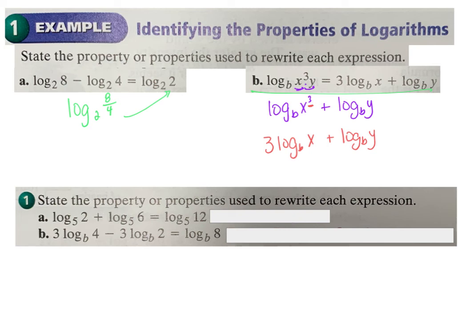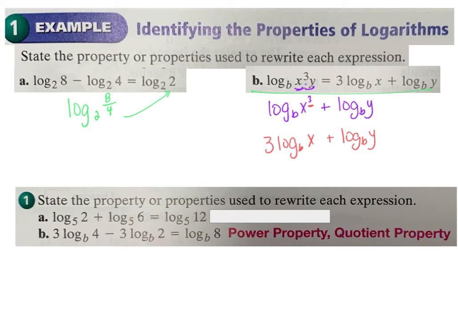All right, what about the next one? Subtraction, they condensed that with the quotient rule, right? And then these threes went up as exponents in the power rule, right? So power property and quotient property for that one, product property for the first one. All right?